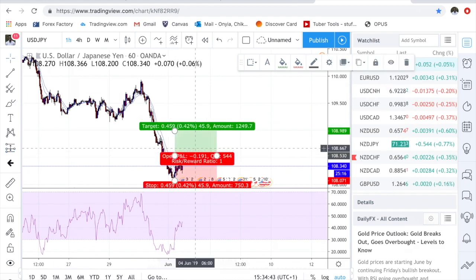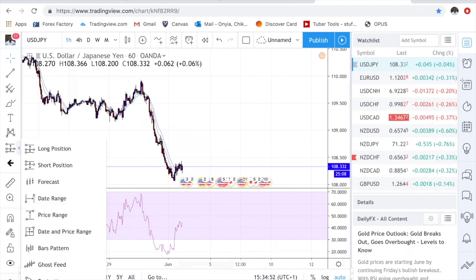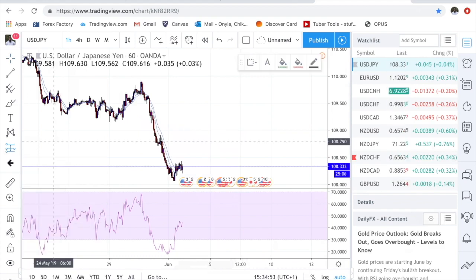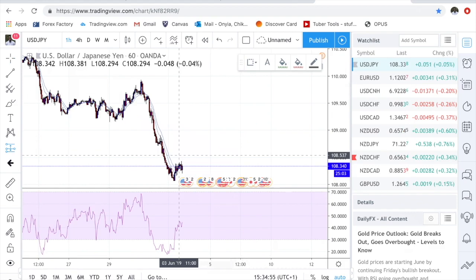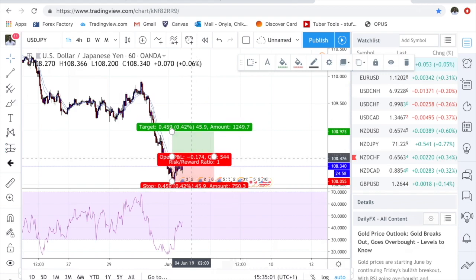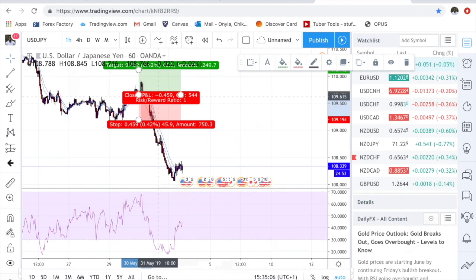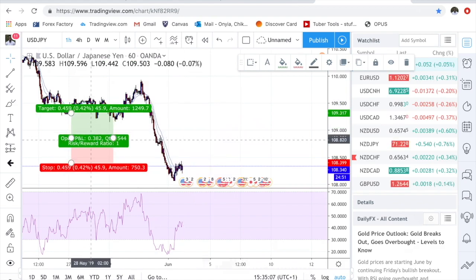So you go to the left over here, you click this button, press long position, and then tap it over the part in which you want to put it on that graph. Okay? You can even move it around a little bit, so you can place it exactly. If I want to place it up here, I can. If I want to place it down here, I can. But you want to place it around where the graph is currently at.